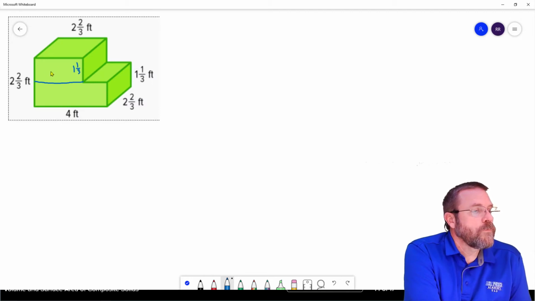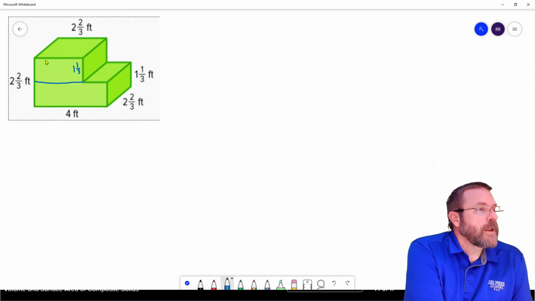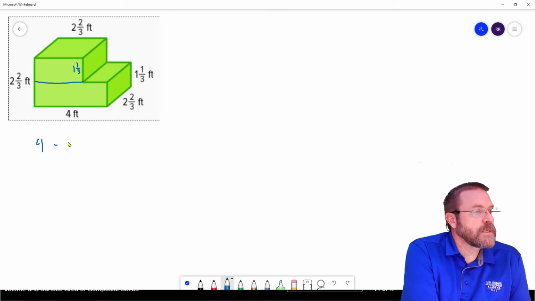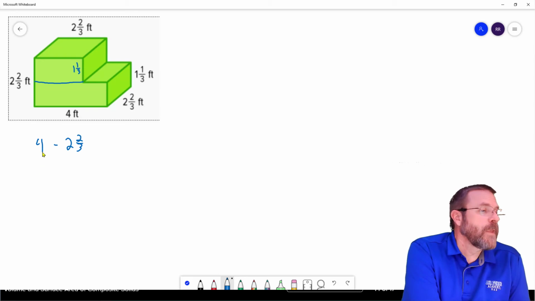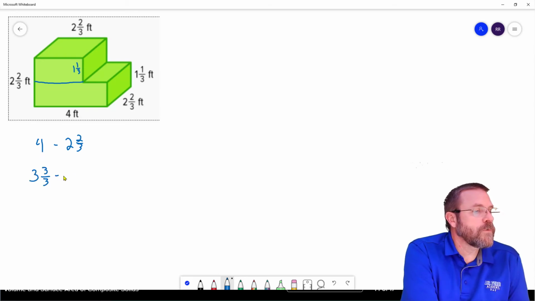Okay, so from there, I'm going to figure out what this length is. This is 4. This is 2 2/3. So let's do some math on that one. That's not as easy to do in our head. So I'm going to take 4 minus 2 2/3. I could have done it in my head, by the way. And that 4, I'm going to change to be 3 3/3 minus 2 2/3.